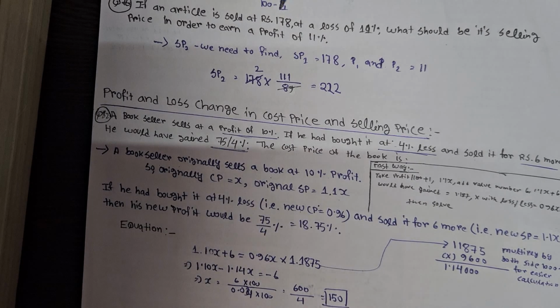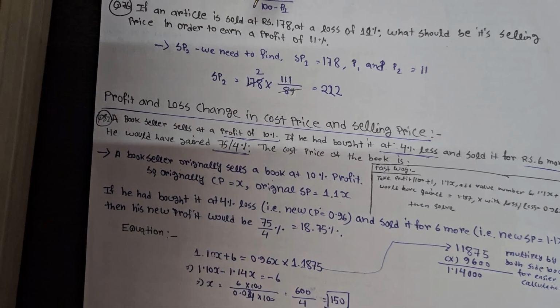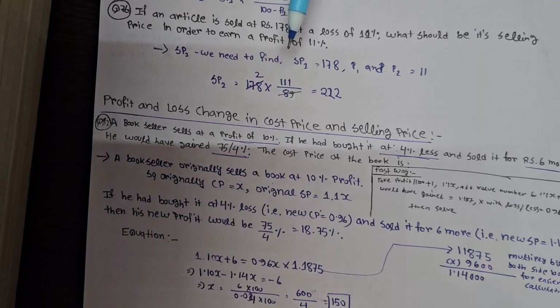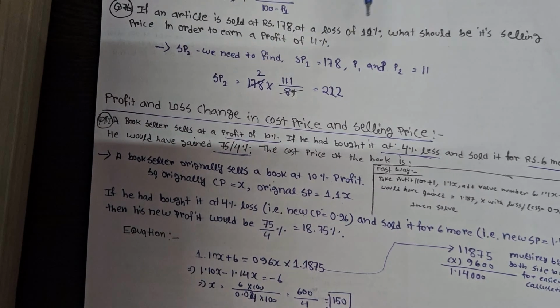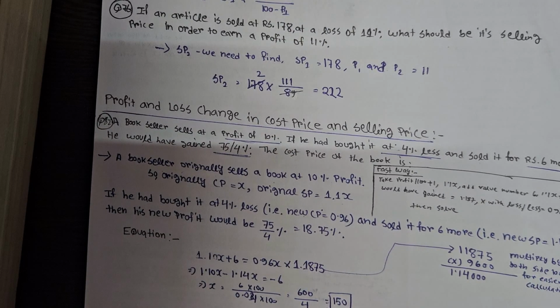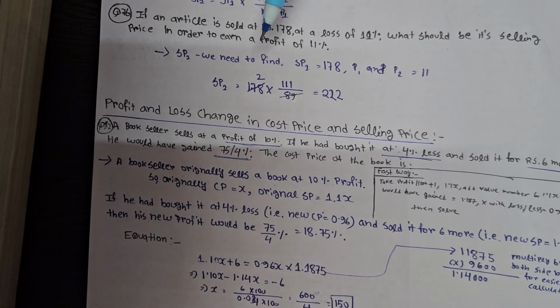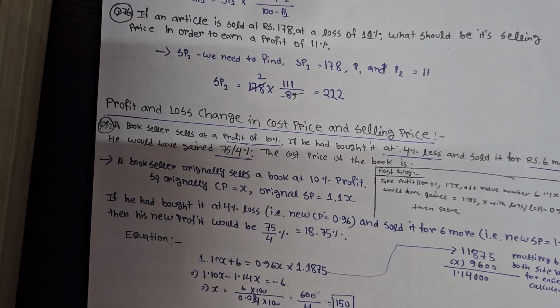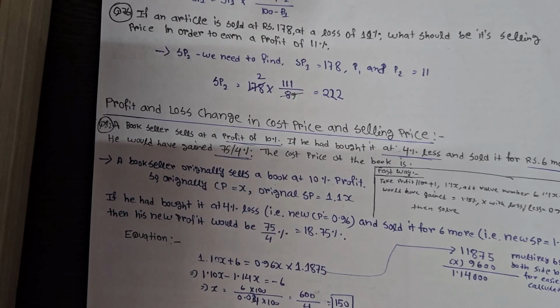Earlier we also solved these kinds of problems, but there we calculated 11% of 178, got the cost price of the product, then calculated 11% profit on the cost price, and would have got 222 rupees. But instead of that, we can use this direct single formula: SP2 equals SP1 into (100 plus P2) divided by (100 minus P1). So basically the given selling price multiplied by 100 plus profit percentage and divided by 100 minus loss percentage.